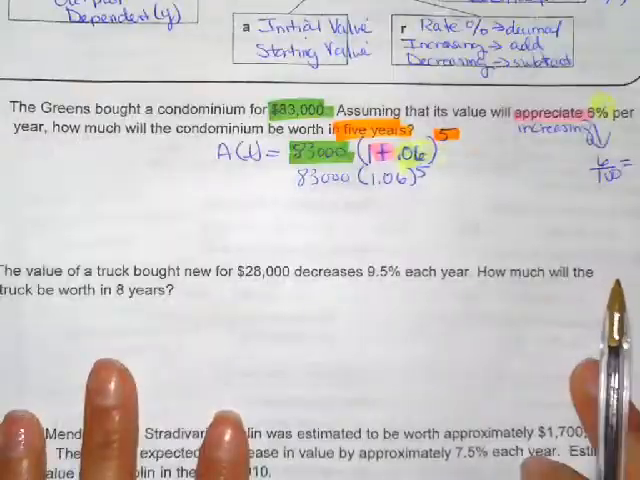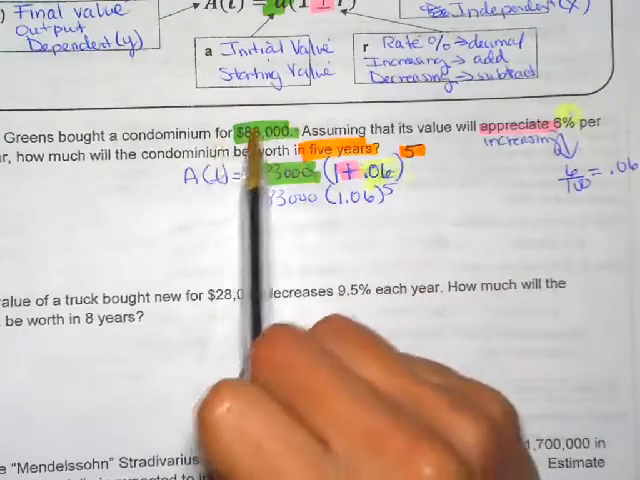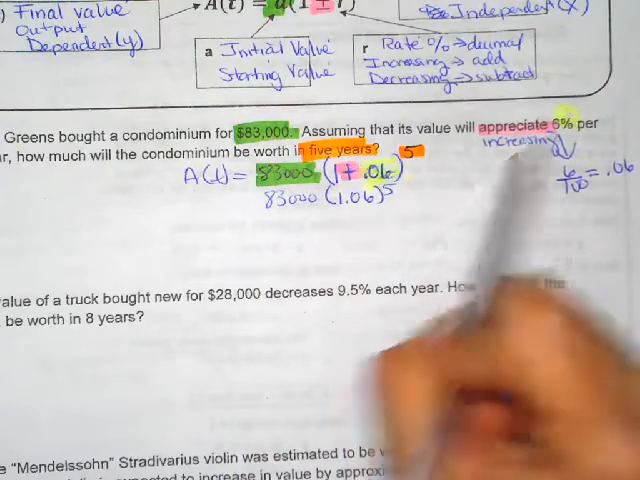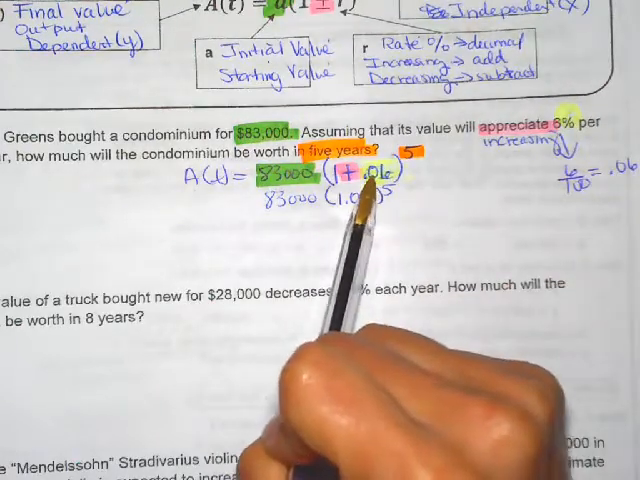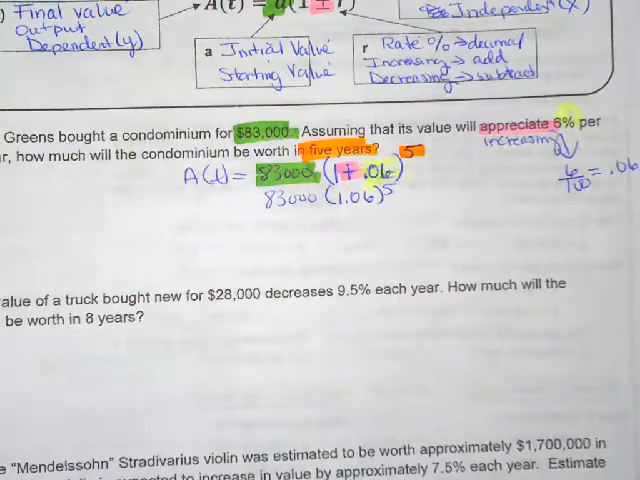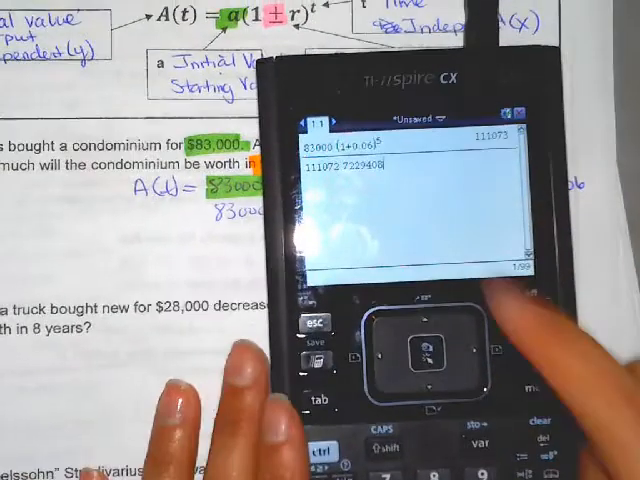So we already read the first problem. 83,000 is our initial value. 1 plus, because it's appreciating, 6%, 0.06. And then t is 5 years, so raised to the 5. We plugged it into the calculator, and this is what we got.